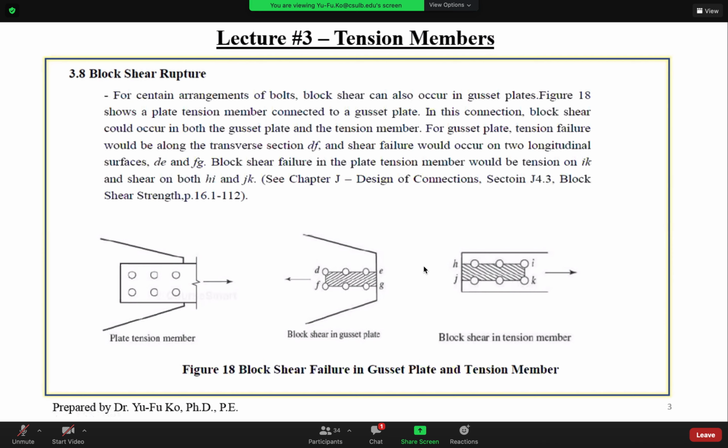And you need to pick the minimum as the governing block shear strength limit state, because it might fail in the gusset plate, or it might fail in the tension member for block shear. You never know which one will happen first. So you have to do the calculation for gusset plate block shear and tension member block shear strength limit states. And then you pick the minimum out of the two as the governing strength for block shear failure. Okay, so remember what I just mentioned here.